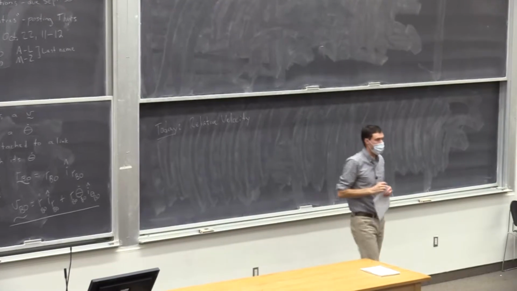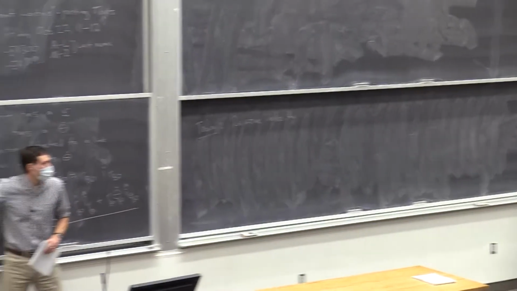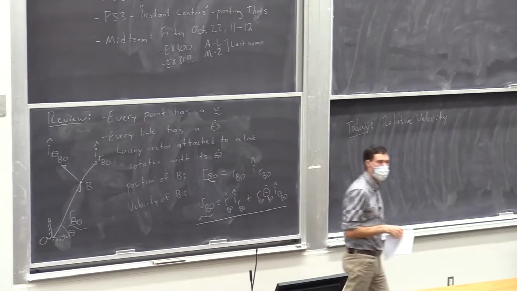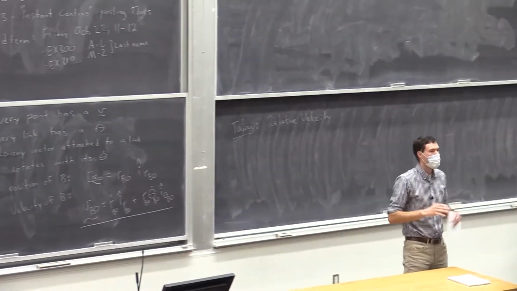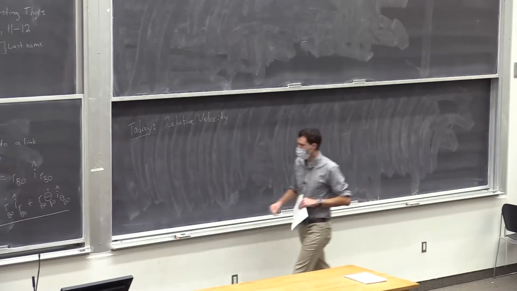Relative velocity. And instead of just having a point, we're going to take these vectors and attach them to our links and use them to calculate whatever we want about our mechanism, velocities and positions. So that's what we're going to do.